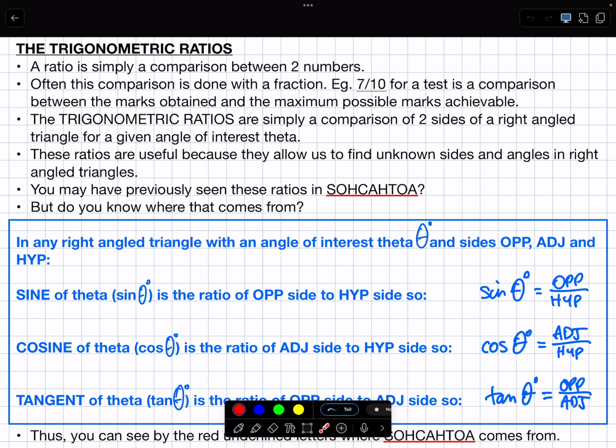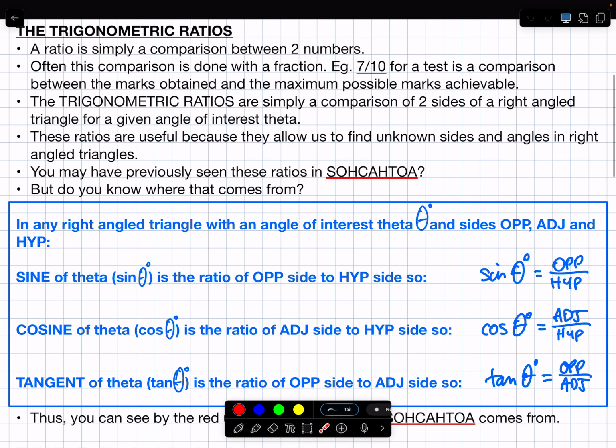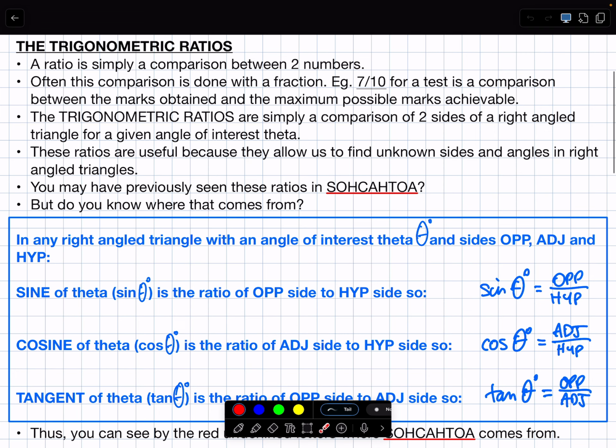Okay, what are the trig ratios? Let's start with explaining what a ratio is first. A ratio is simply a comparison between two numbers. Often we set a comparison as a fraction.